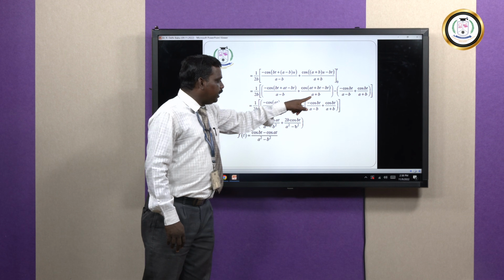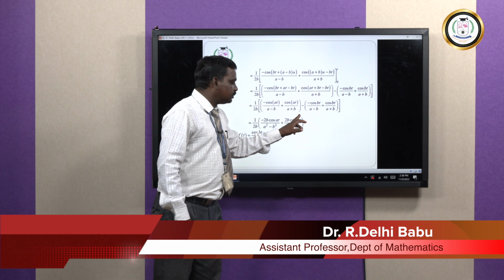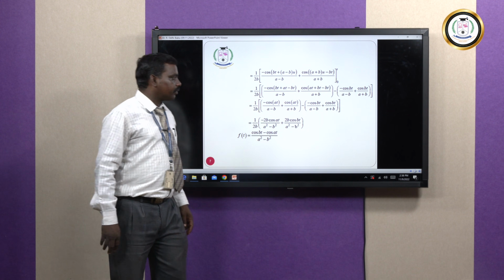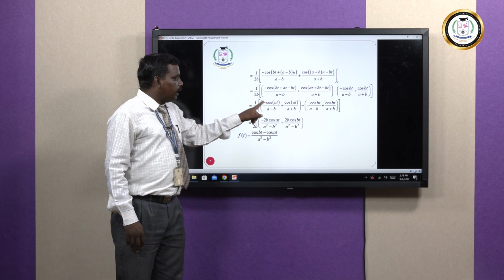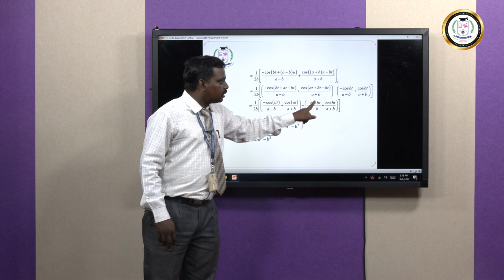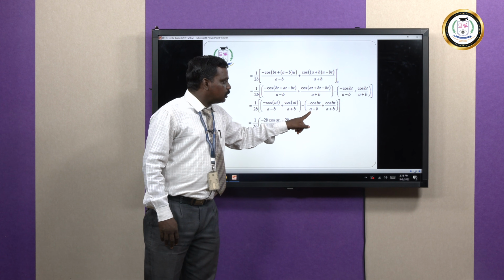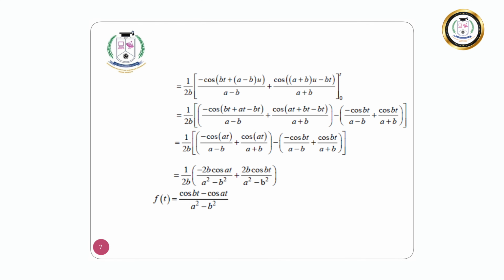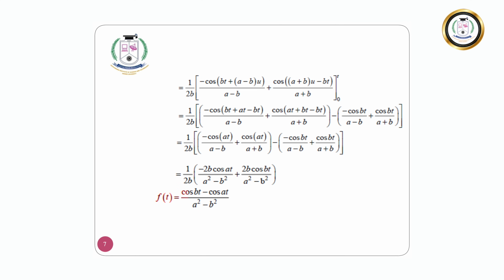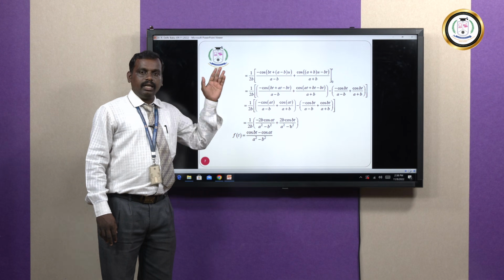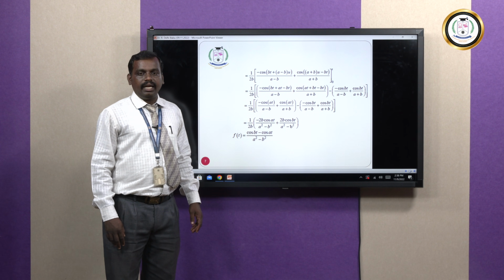So cos at/(a+b) − cos bt/(a−b) + cos bt/(a+b). Now take cos at as common: we get −1/(a−b) + 1/(a+b). Take an LCM and simplify. Similarly here, take cos bt as common, then −1/(a−b) + 1/(a+b). Take LCM and simplify, and we will get f(t) is (cos bt − cos at)/(a²−b²). That is your required L inverse of s/((s²+a²)(s²+b²)). Thank you, students.